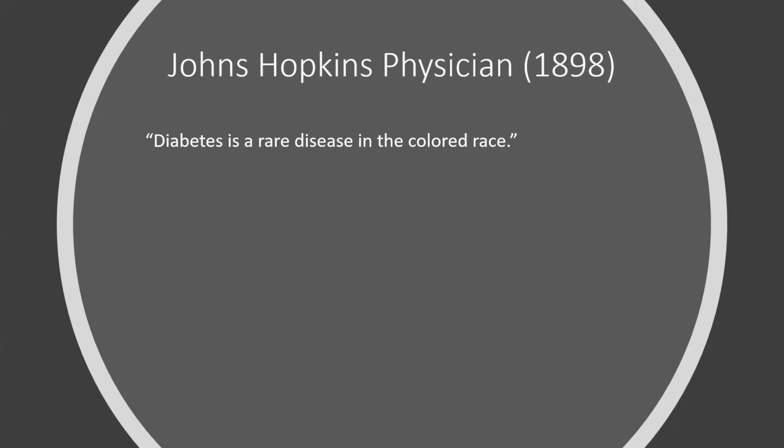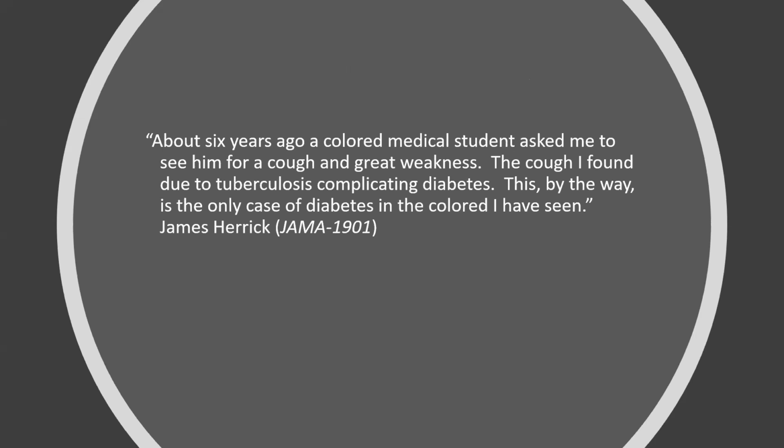In 1898, a Johns Hopkins physician wrote that diabetes is a rare disease in the colored race. Another physician writing in 1901 in the Journal of the American Medical Association wrote that about 6 years ago, a colored medical student asked me to see him for a cough and great weakness. The cough I found due to tuberculosis complicating diabetes. This, by the way, is the only case of diabetes in the colored I have seen. This comes from James Herrick, who was an influential figure within the world of emerging sickle cell disease at the time. And he was making this comment at the turn of the 20th century about diabetes.